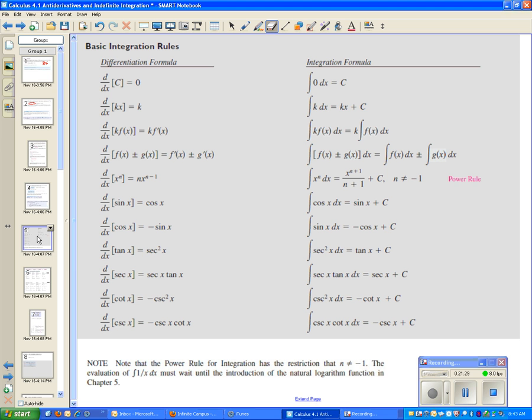Okay? All of these are also on that cheat sheet that I finally gave to you after talking about it for a month or two. They're all on there. Okay? So you're going to have to know these.